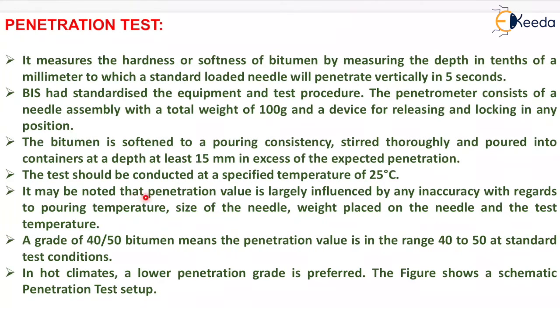It may be noted that penetration value is largely influenced by any inaccuracy with regard to pouring temperature, size of the needle, weight placed on the needle and the test temperature. A grade of 40/50 bitumen means the penetration value is in the range of 40 to 50 at standard test conditions. In hot climates, a lower penetration grade is preferred.